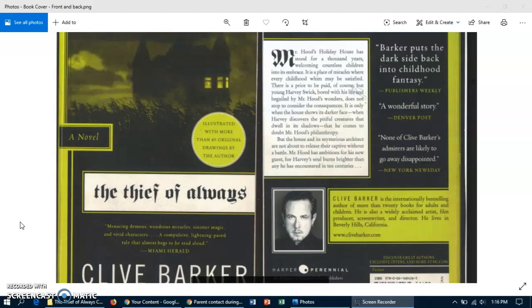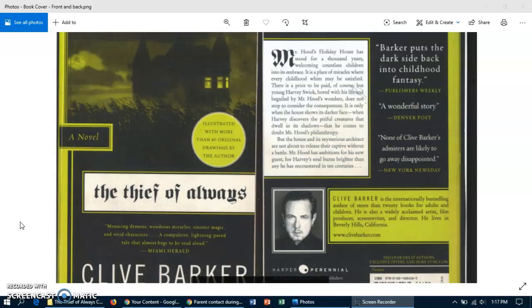So we need to think about the setting. What kind of place do we think we're going to be learning about? When I look at the cover, I see a big house. It almost kind of looks like a mansion. It looks really dark and kind of eerie and scary, a place that I personally probably would not want to visit. What can we learn about the characters? Well, let's look at the back blurb. We'll read it together and then we'll see what the characters are all about.